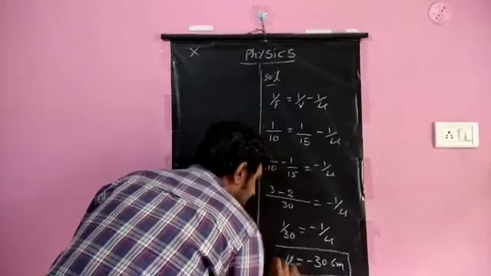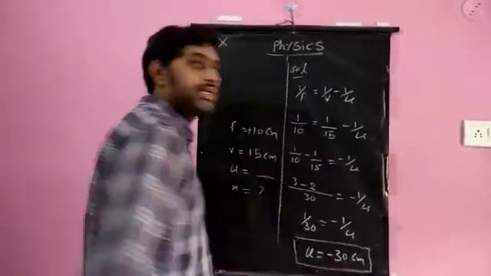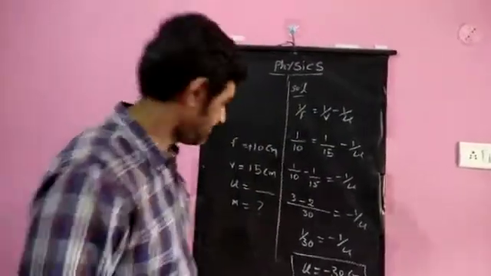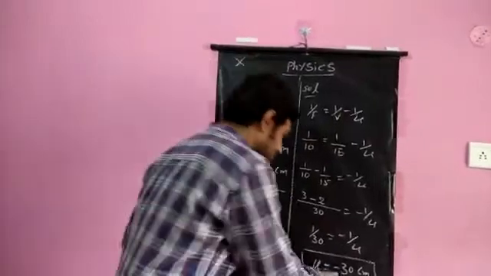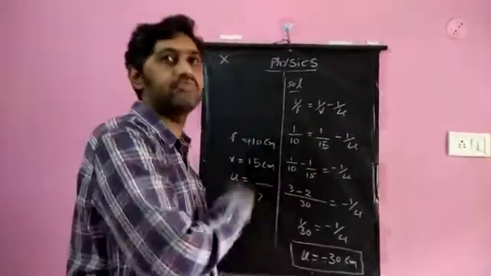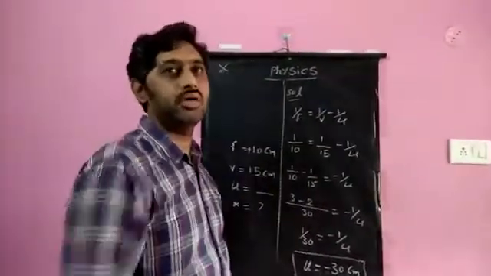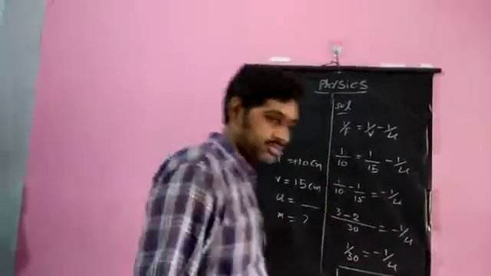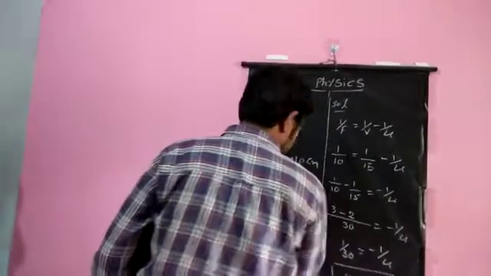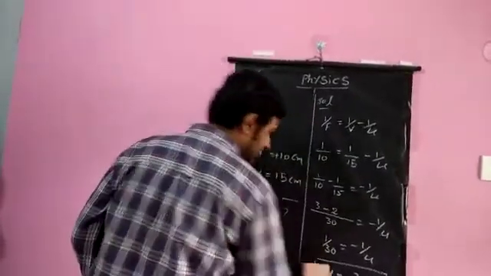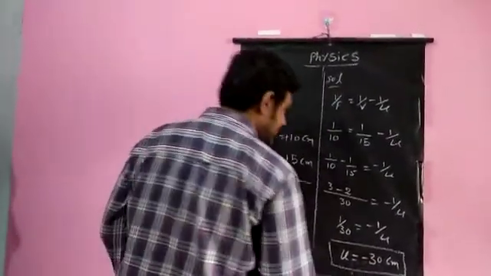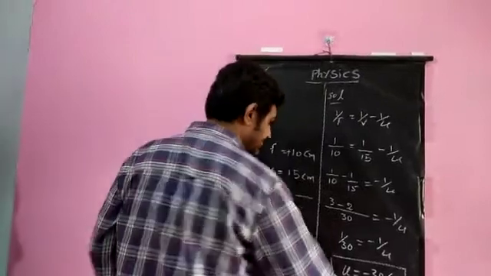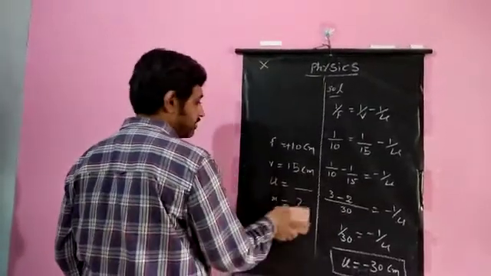So the object should be placed at a distance of 30 centimeters from the optical center of the lens on the left side. This negative sign indicates that it is on the left side. If it is positive, it is on the right side. So we were asked to find the object distance. The object is placed at a distance of 30 centimeters from the optical center of the lens on the left side. That is because of the negative sign. Even we have to find the magnification.